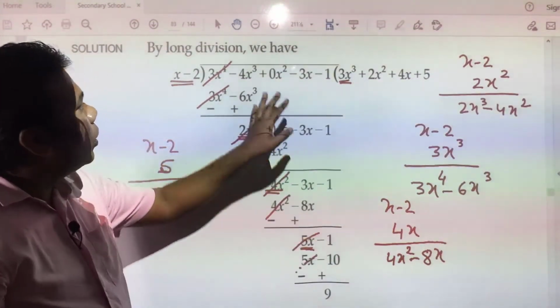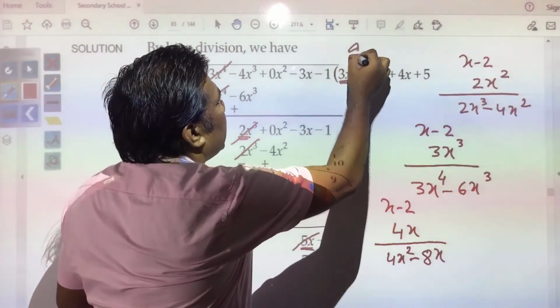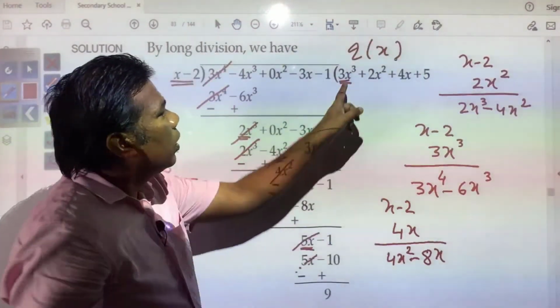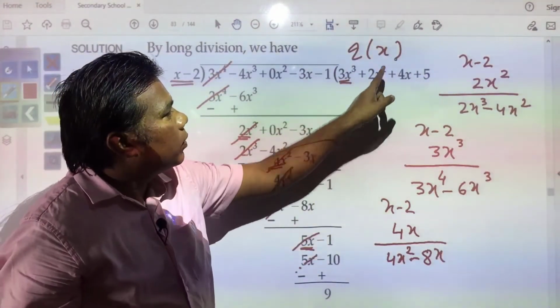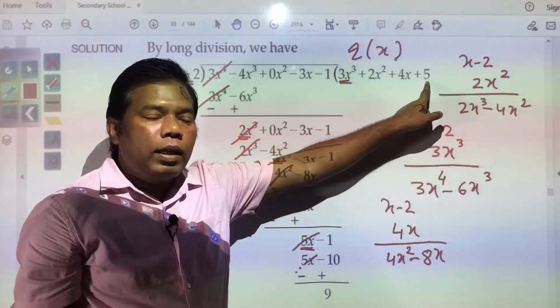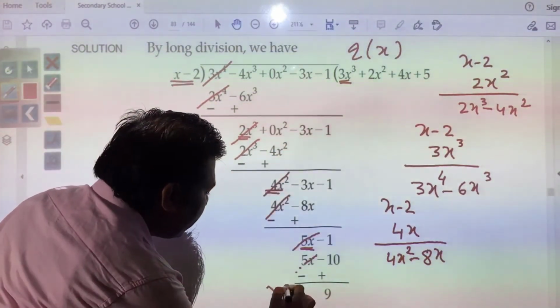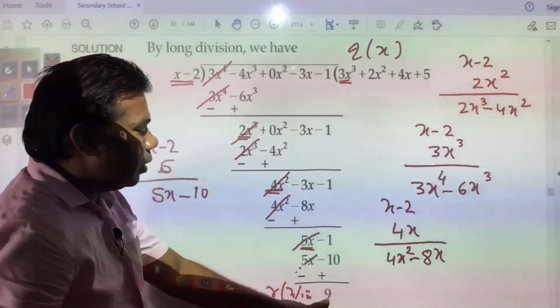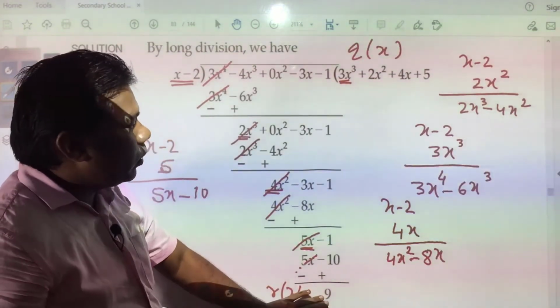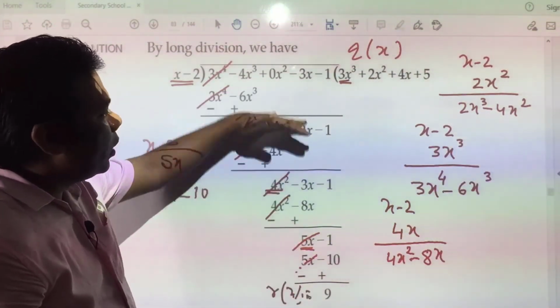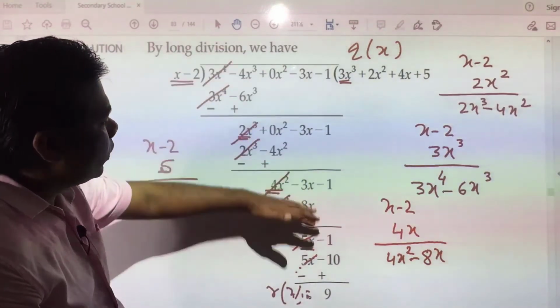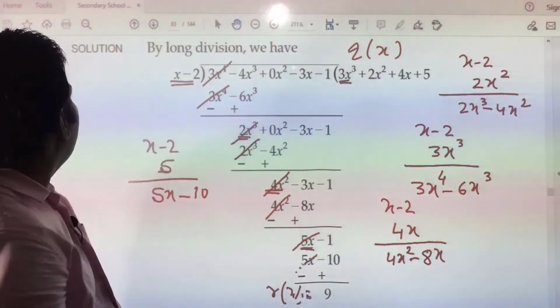So now your q(x) is equal to 3x cube plus 2x square plus 4x plus 5, and your r(x) you have 9. The remainder r(x) you have got is 9. Now we have made this division, and we need to verify this.